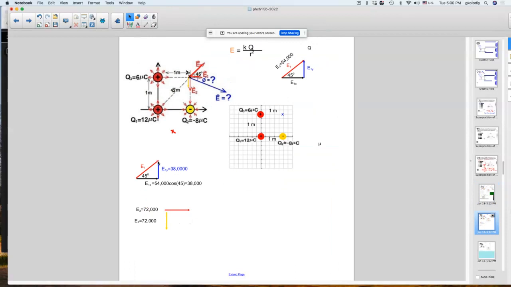Yeah, over here. So for E1, what we're doing is finding the components of E1. The other ones already have components, so we don't have to do that. E1 has a Y component of 38,000 and an X component of 54,000, which comes from multiplying 54,000 by cosine of 45. E3 and E2 are already done. So all we have to do is add this component here and subtract this component from that one, because you're adding all the Y components.